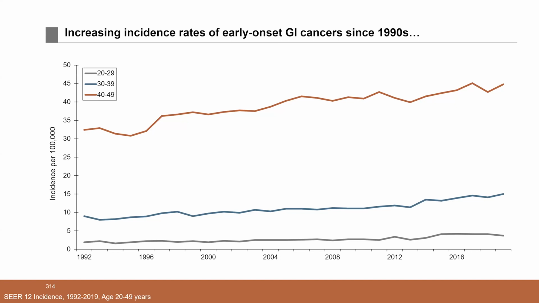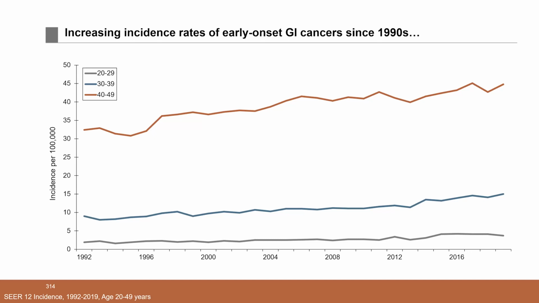In this figure, you can see incidence rates of GI cancers for persons in their 20s, 30s, and 40s over time since the early 1990s. And even though the rates are lower here than what they are for older adults, we can still appreciate that increasing trend in incidence for each of these 3 10-year age groups.